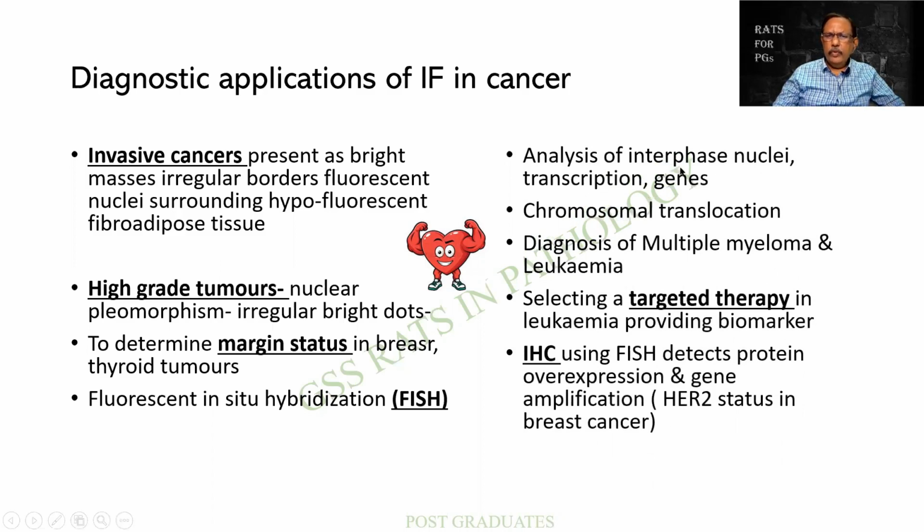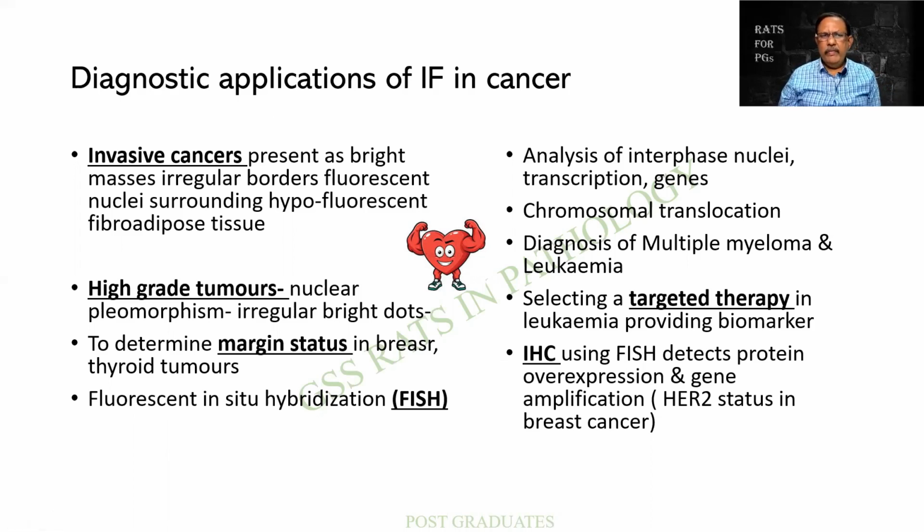Also, the list of uses continues to identify the interphase nuclei, the transcription, and any other genetic abnormality such as chromosomal translocation. In the diagnosis of multiple myeloma and leukemia, in the selection of targeted therapy, and there can also be the usage of immunohistochemistry along with FISH for the detection of various gene proteins. So these are all the various applications in cancer.